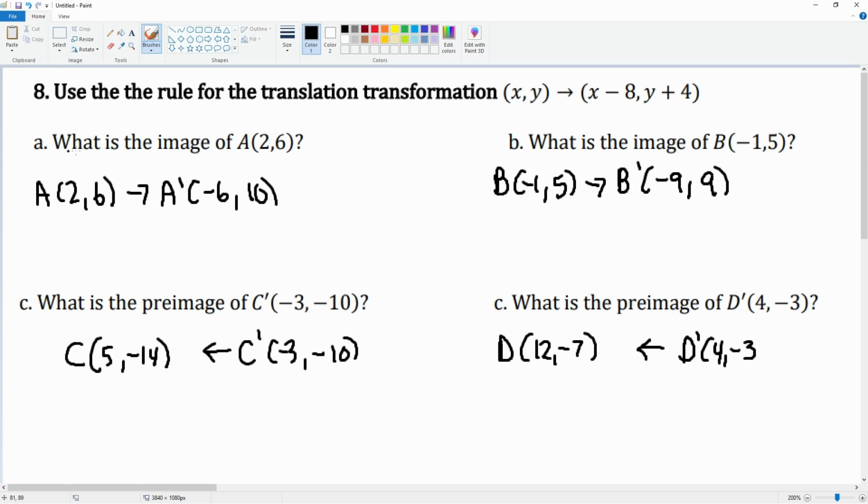So for A and B, when you do it traditionally, you just apply the rule. Okay? Apply rule. But if you want the pre-image with the prime points, you have to apply the rule opposite. Okay? Opposite. There you go.